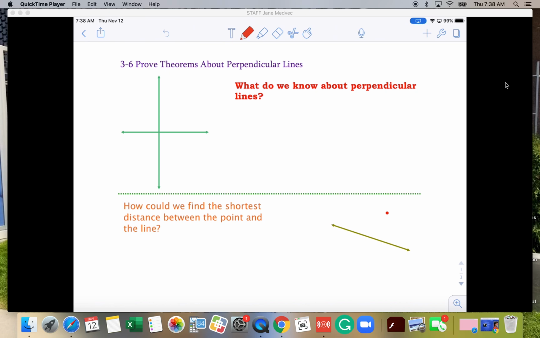Today what we're going to do is look at the last section of chapter 3. We're going to prove theorems about perpendicular lines. Now let's just cover a few things about perpendicular lines.